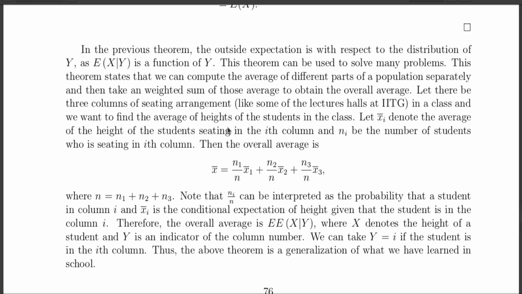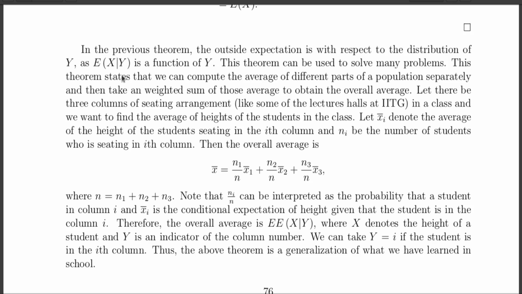So what I am assuming is that there are three rows of benches, and maybe that the teacher is standing here and students are sitting on benches in three columns. Now we assume that the first column has n1 students, n2 students in the second column, and n3 students in the third column.